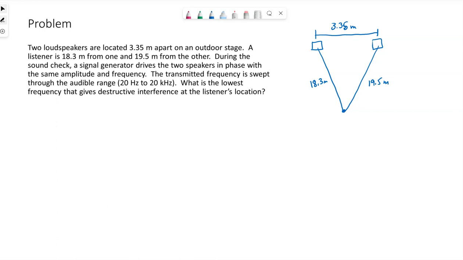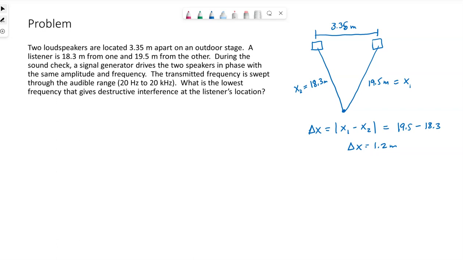So one of these would be an X1. I'm going to call the longer one X1, the shorter one X2, because I know delta X is the absolute value of the difference. And by making the larger one bigger, I'm going to get a positive answer for delta X anyway. So 19.5 minus 18.3, delta X, we're getting 1.2 meters.